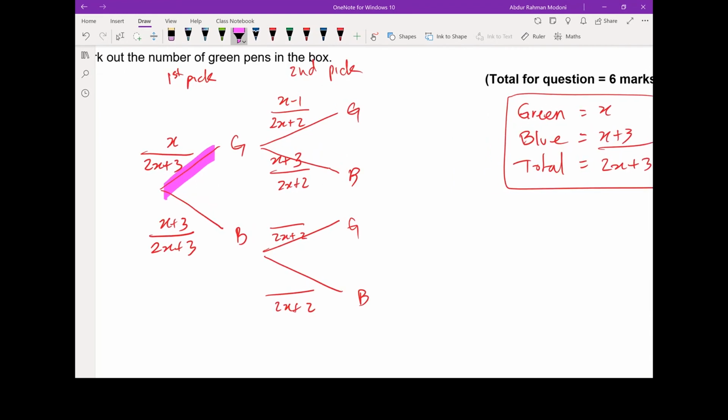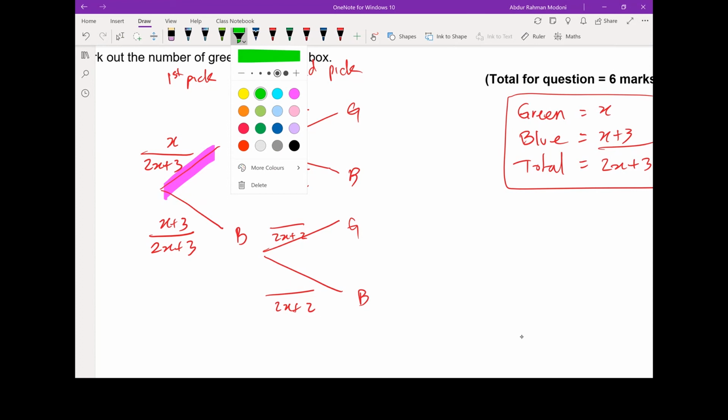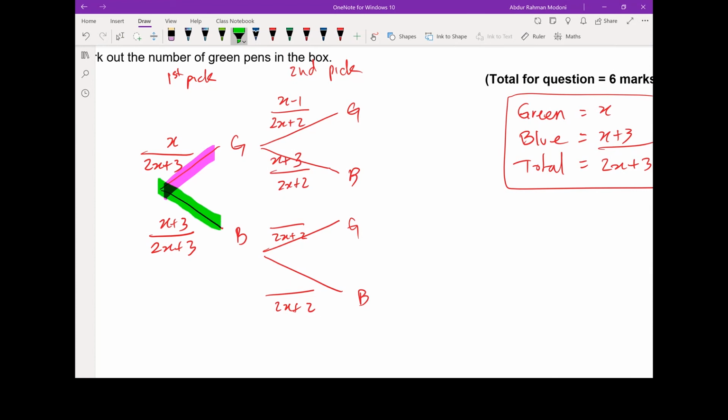Now we're going to consider a different route. Suppose it wasn't green that we picked up first, but suppose it was blue that we picked up first. If we picked up blue first, then the blue pen goes down by 1. So the blue, which we had as x plus 3 at the beginning, will become x plus 3 take away 1, which is x plus 2. Now, if we picked up a blue, that means we haven't picked up a green. The greens remain intact. It should remain as it was originally, which is x. So now we've got our tree diagram complete for this whole scenario.